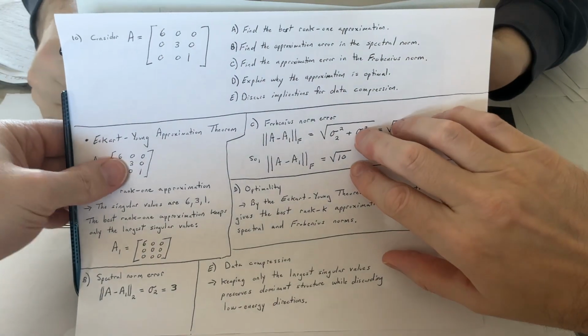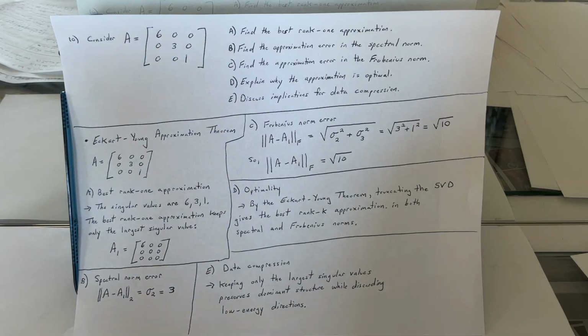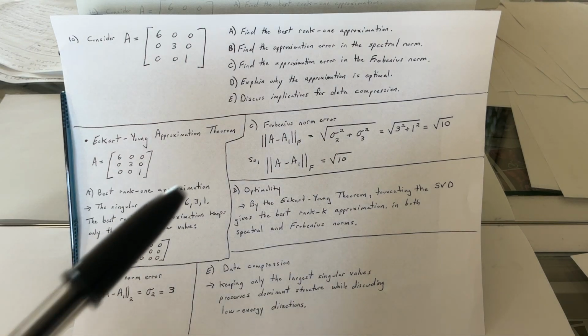Number 10, we consider A as 6, 0, 0, 0, 3, 0, 0, 0, 1, with parts A, B, C, D, E. Find the best rank 1 approximation. Find the approximation error in the spectral norm. Find the approximation error in the Frobenius norm. Explain why the approximation is optimal, and discuss implications for data compression. So this is the Eckart-Young approximation theorem.